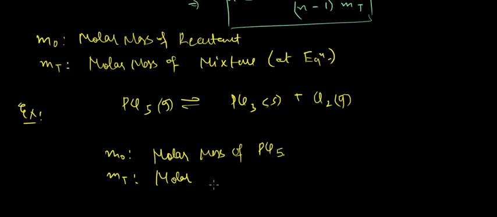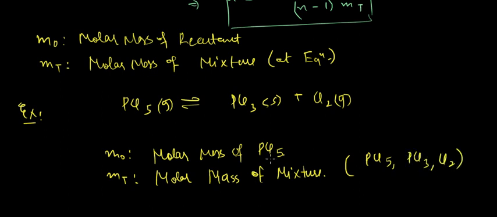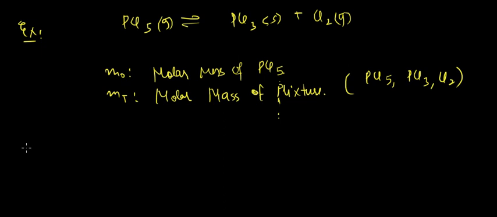Oops, again the same mistake. Molar mass of mixture, which contains obviously PCl5, some amounts of PCl3 and some amounts of Cl2. Now let's define one important term, which is called vapor density.